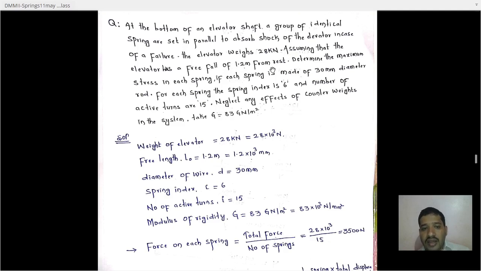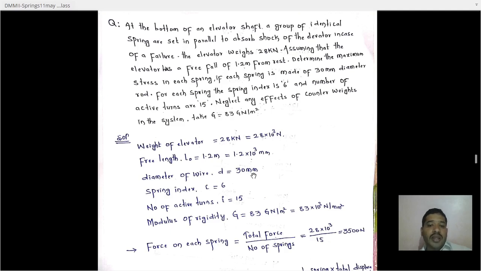This means the free length is given as L0 equal to 1.2 meter from rest. If you want to convert to millimeter, 1 meter equals 1000 mm. Determine the maximum stress in each spring. If each spring is made of 30 mm diameter rod, the diameter of the wire is d equal to 30 mm, as given in this problem.